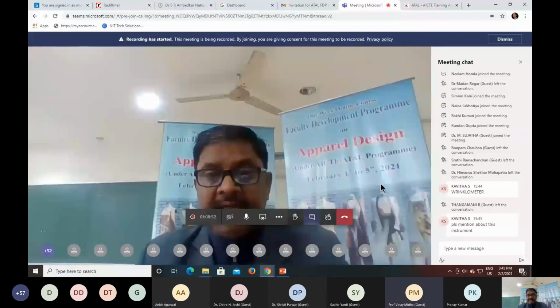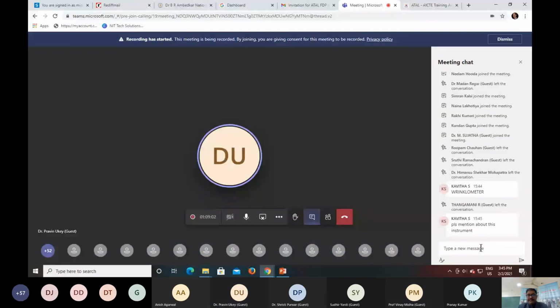Miss Kavita is asking about the instrument. Which instrument are you asking about? A ringlometer, ringlometer. It is not mentioned anywhere. It's a ringlometer.